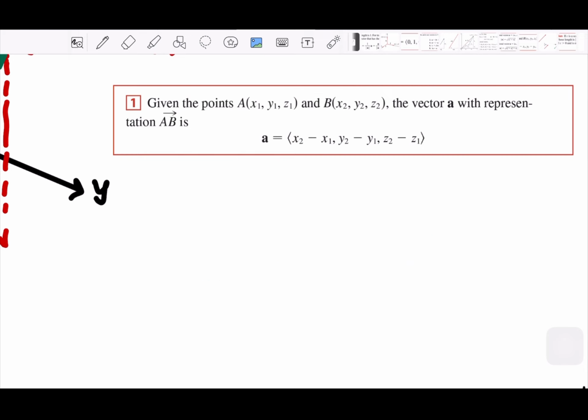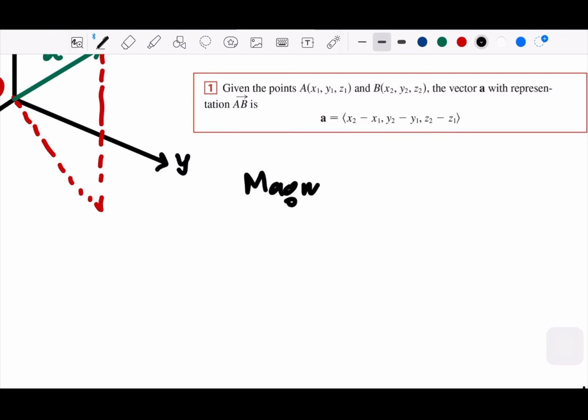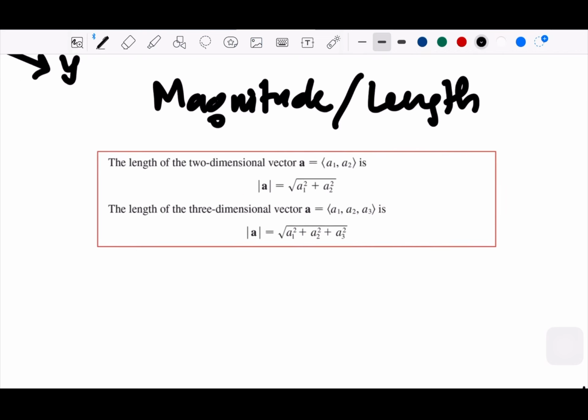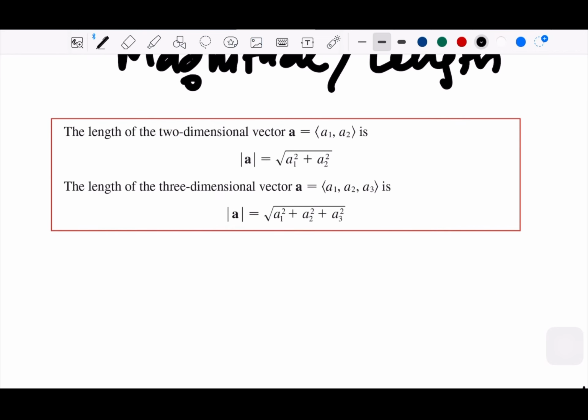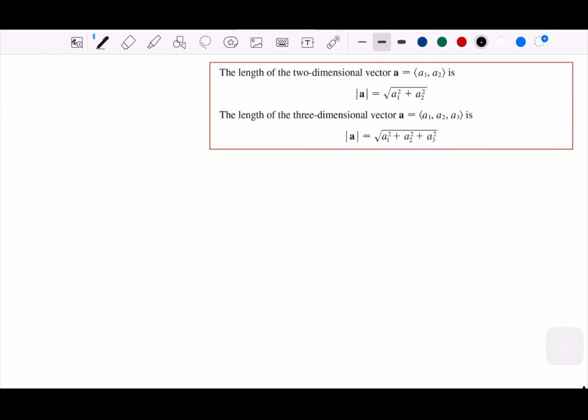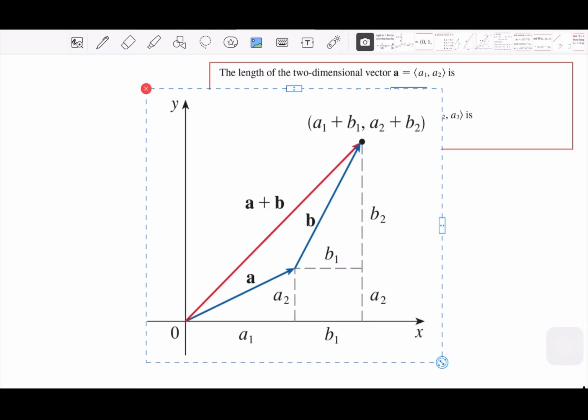Okay, and then another note is we can have a magnitude, or length. How to find the length is we are going to square the coordinates of the vector, take the sum, and take the square root, for all the coordinates. Okay, that's the magnitude or length. And then we can also add vectors algebraically.